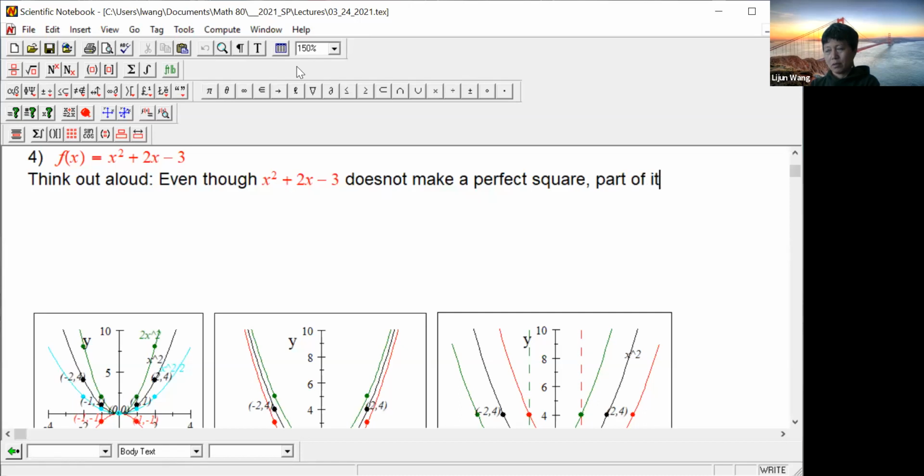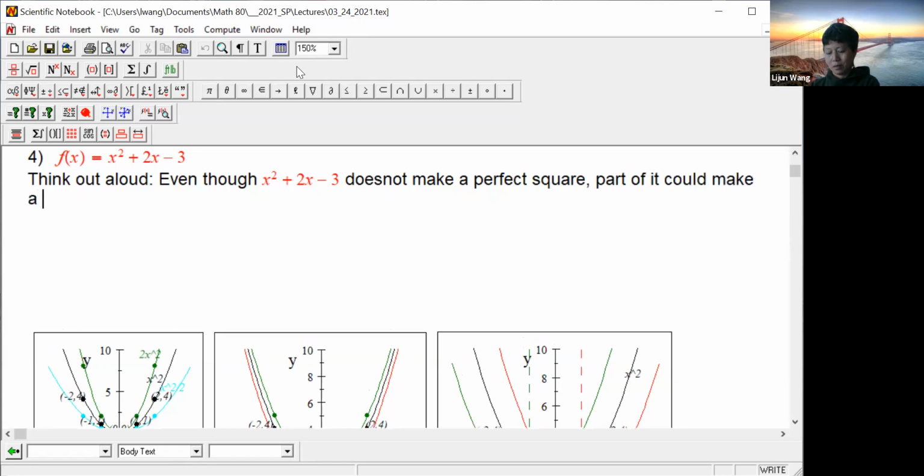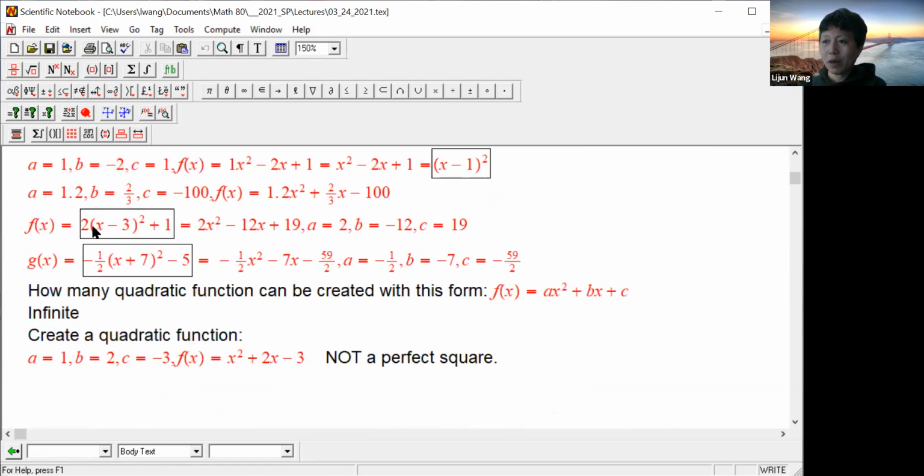Part of it could make a perfect square. If we can make part of it a perfect square, then we're getting closer to the graph, right? Because we know what happens when part of it is a perfect square. The whole thing is not a perfect square, but part of it is. Does everybody follow me?